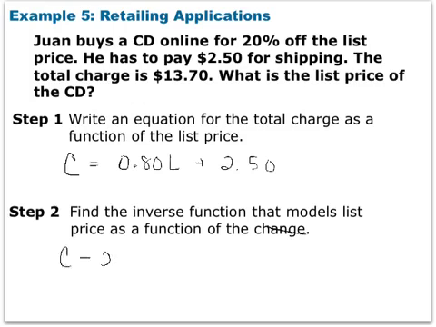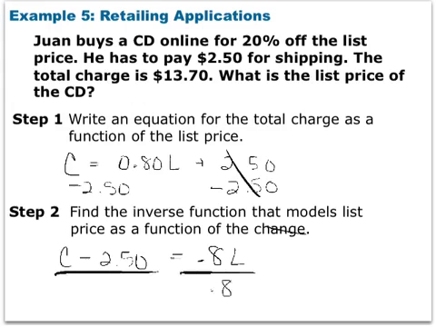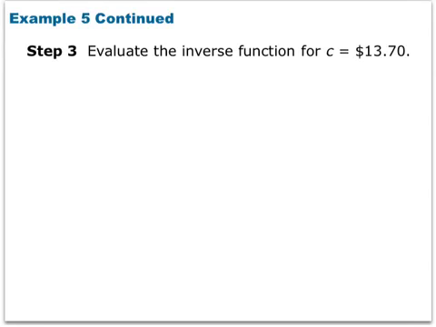So I get C minus 250. I subtract 250 from both sides. Equals 0.8 L. Then I need to divide everything by 0.8. I think I have a blank slide. Yep, let me just write the answer again. I have L equals C minus 250 over 0.8. That's from the previous slide.